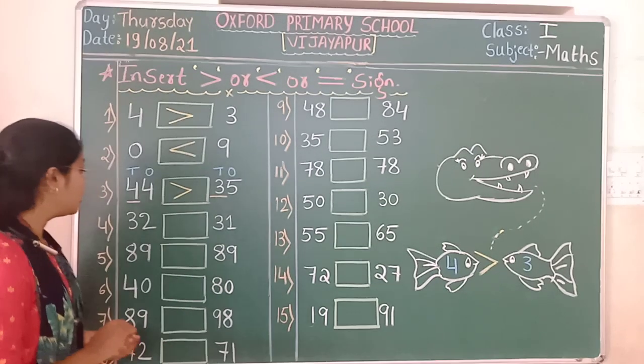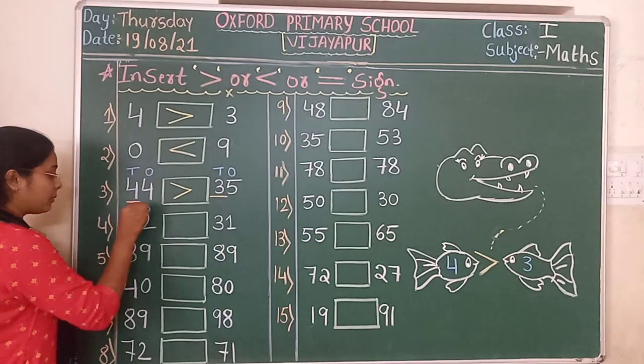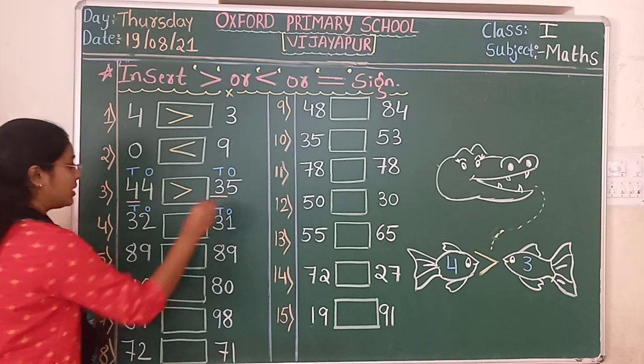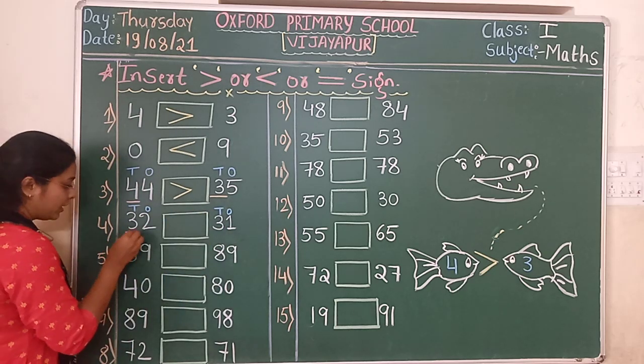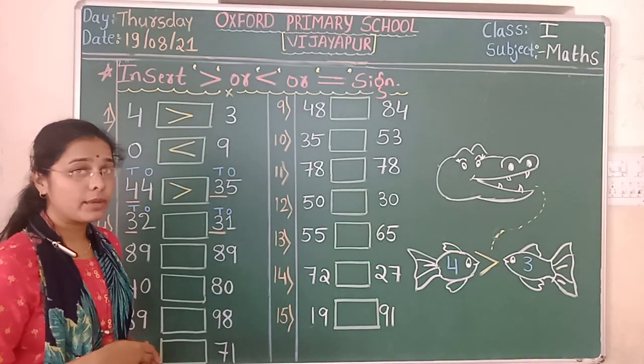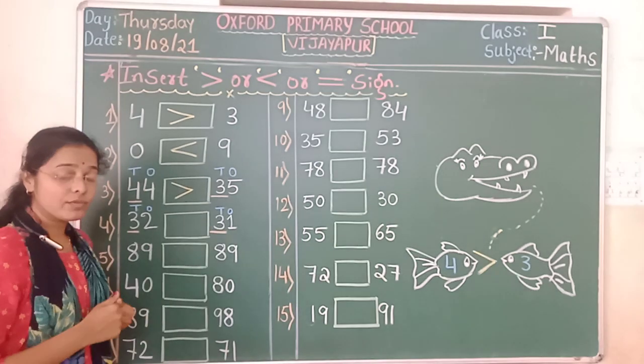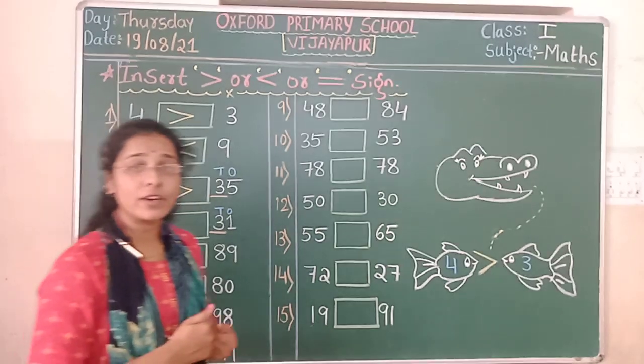While coming to question number 4, here also we have to observe the bigger place first. Bigger place means tens place. We have 3 and 3. There will be no difference. Why? Because here also we are having 3 as well as 3. So it will not make any difference.